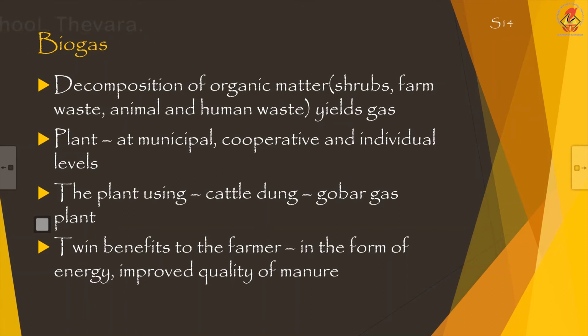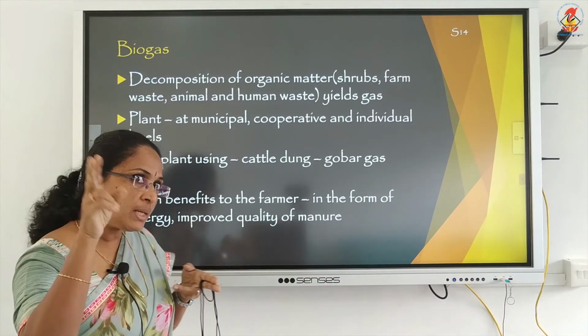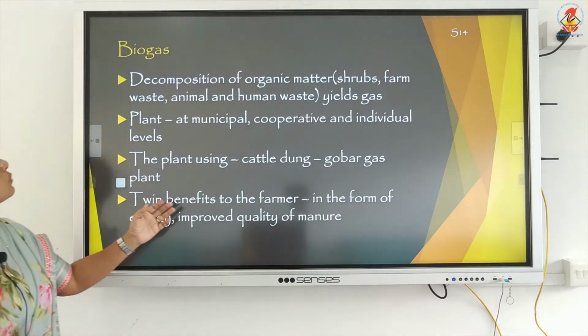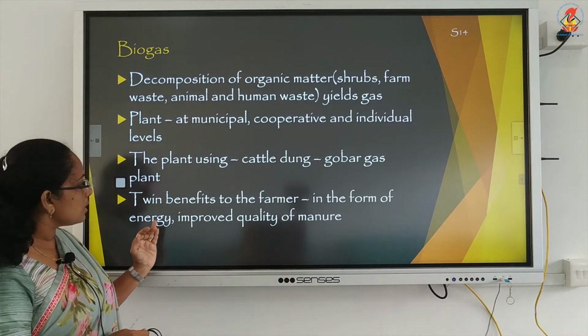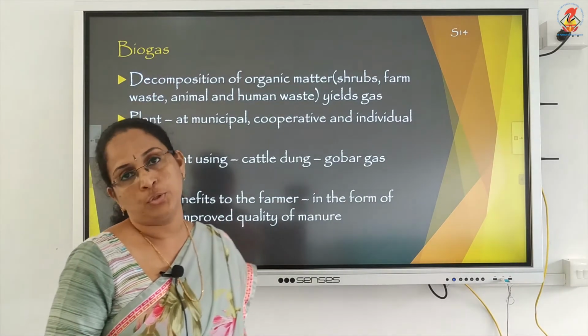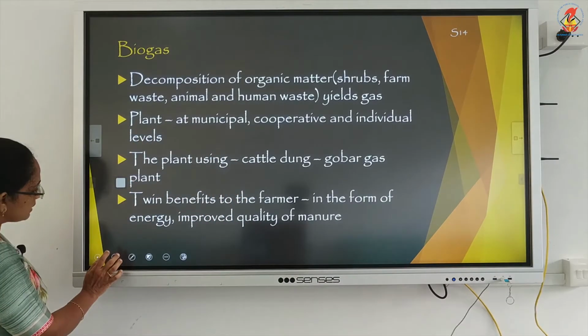This plant uses cattle dung. If the plant is using cattle dung cake, those plants are known as gobar gas plants. And there are twin benefits of biogas plants to the farmer, children, in the form of energy and improved quality of manure. Two benefits for farmers, that is energy and improved quality of manure. Move on to the next one, tidal energy.